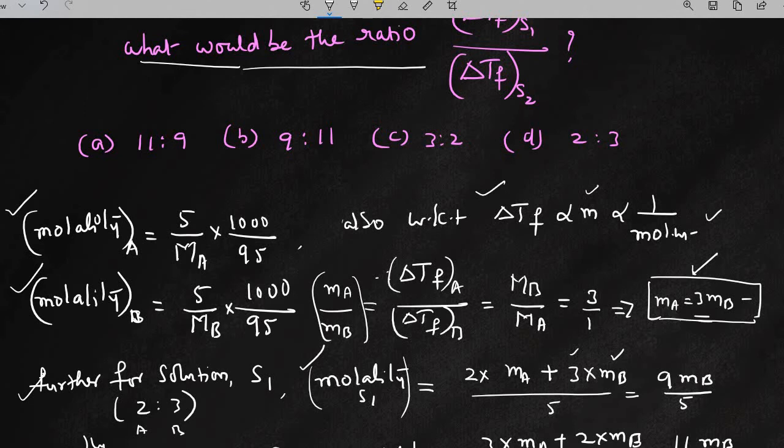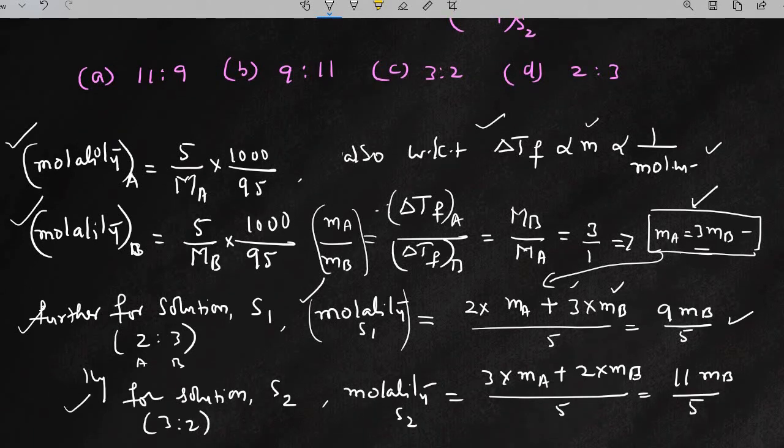But here, how did we get 9 MB by 5? Because of the relation MA equals 3 MB. When you substitute this 3 MB in the formula, 2 into 3 MB is 6 MB. 6 MB plus 3 MB is 9 MB. So 9 MB by 5 will come. This is the molality of S1.